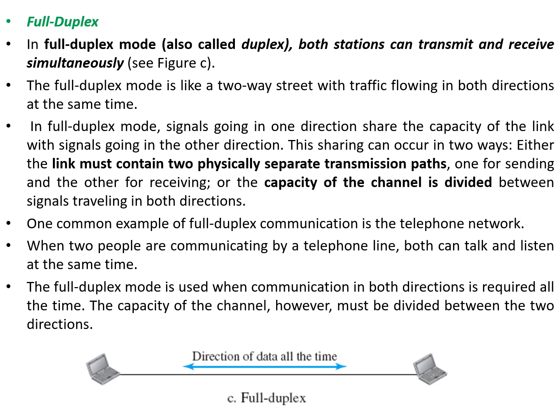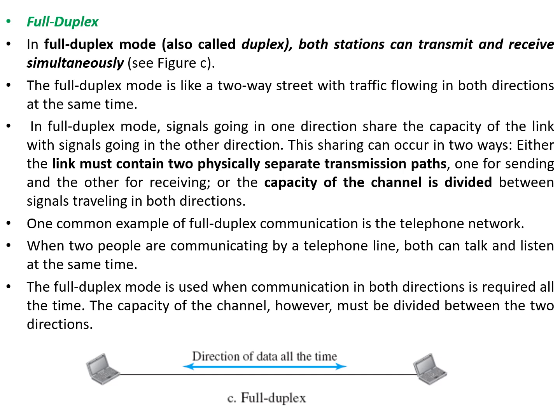In full duplex mode, signals going in one direction share the entire capacity of the link with signals going in the other direction. This sharing can occur in two ways. Either the link must contain two physically separate transmission paths, one for sending and the other for receiving, or the capacity of the channel must be divided between the two directions, because the signals traveling in both directions need to share the capacity of the channel.